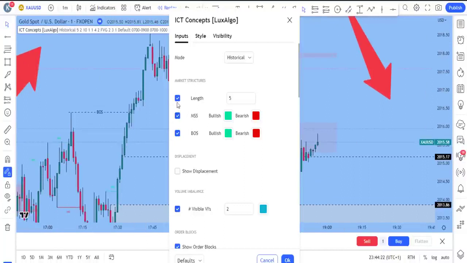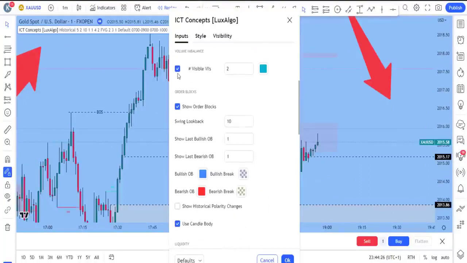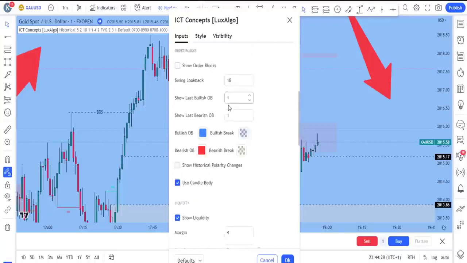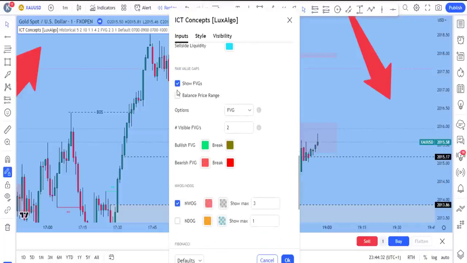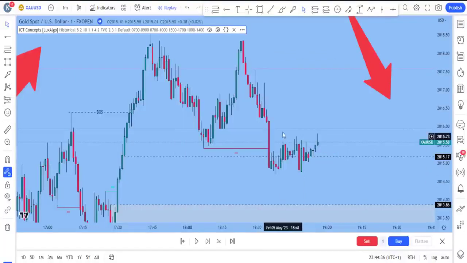Let me take out some of those ones. This market, I will just leave market structure shift, take out these, show other blocks, take out all these guys. This is not what I wanted you to have. Show fair value gaps, all these ones, I'm going to take them out. Click on OK. So the only thing I'm going to see is market structure shift.